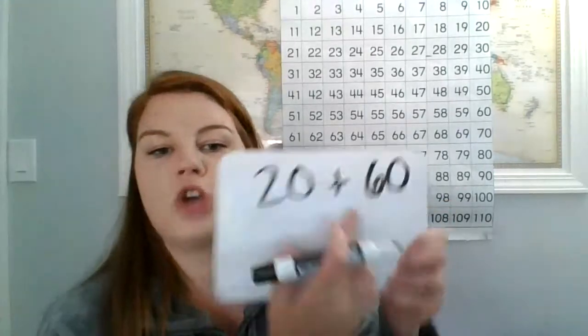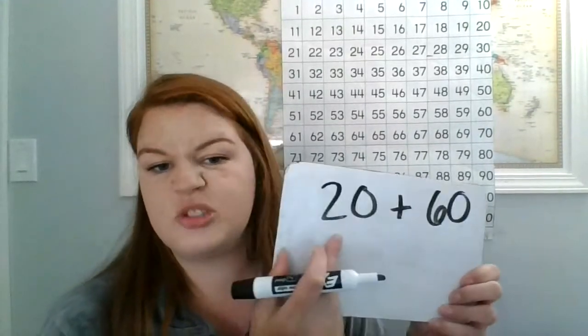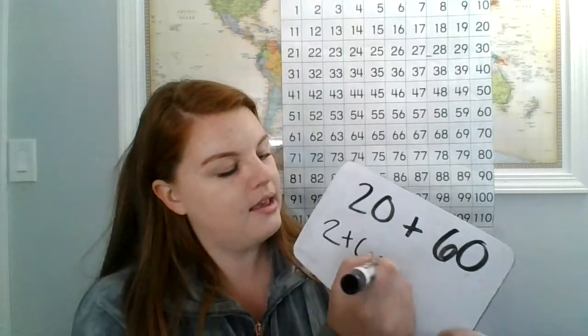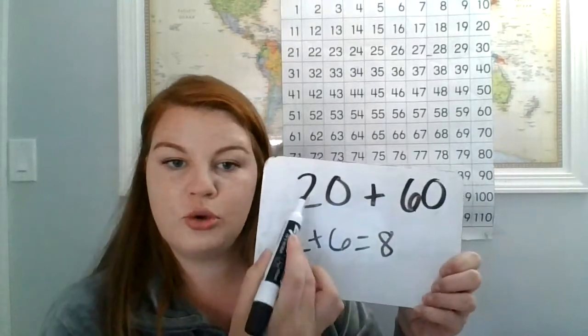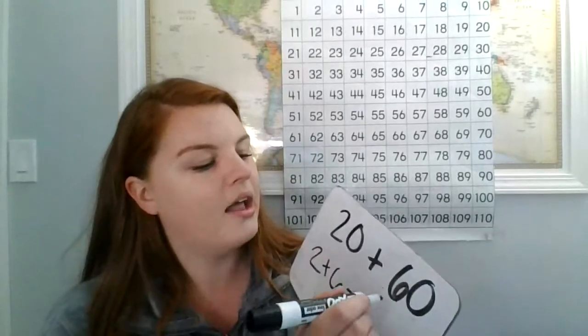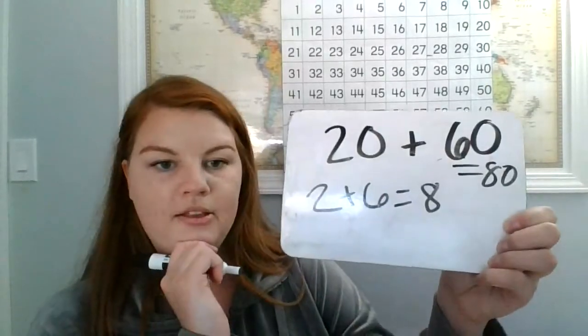You could also use your knowledge of facts without our zeros. So remember, we've talked before that these zeros can just be added back on. So the 2 plus 6 equals 8. If you know 2 plus 6 equals 8, 20 plus 60 equals 80. And you just add back on the 0. All right.